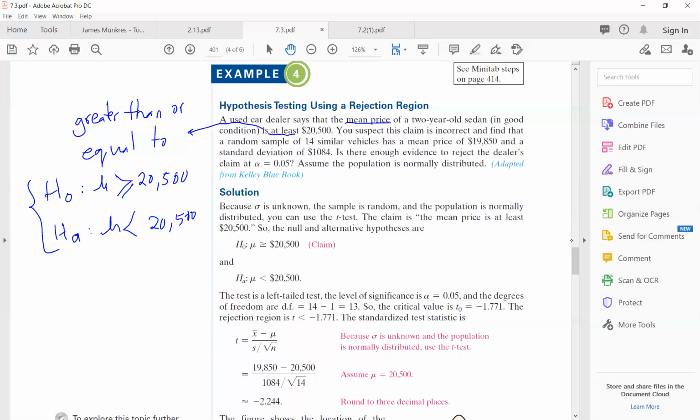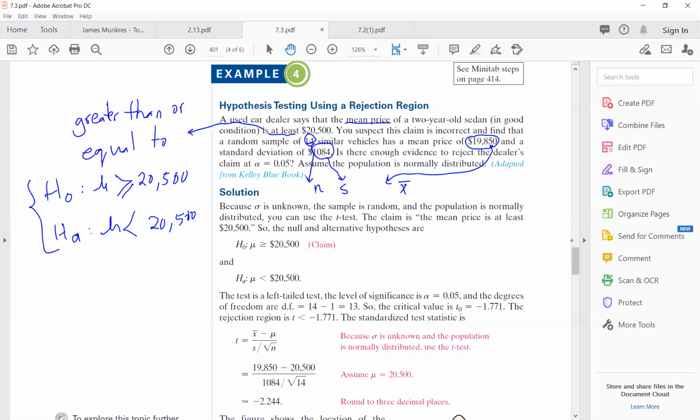Very well. Let's move on, see what's going on, what else is given. You suspect this claim is incorrect and find that a random sample of 14, so 14 is your n sample size, similar vehicles has a mean price of $19,850. This is your sample mean. This is your x bar. And your sample standard deviation is 1,084. So S is given.